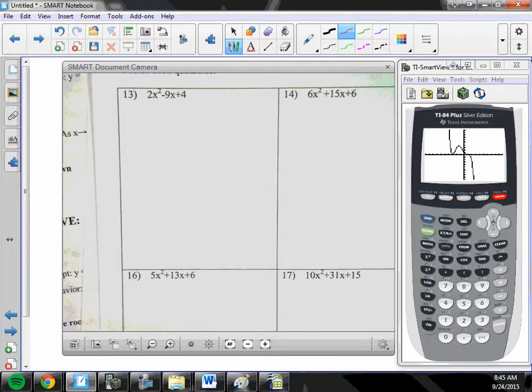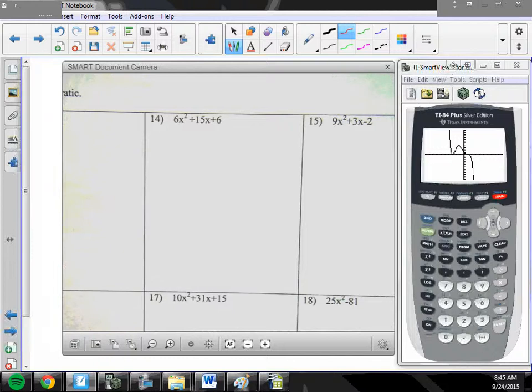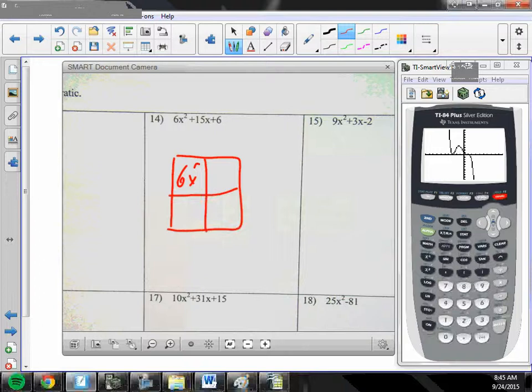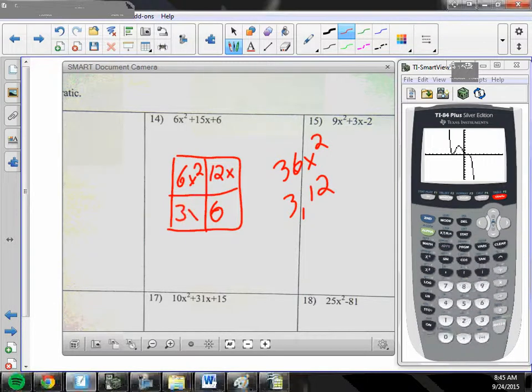All right, number 14. Draw the box. 6x squared and positive 6. Multiply those together. 36x squared. Are there factors of 36 that add to be 15? 3 and 12. So 12x, 3x.